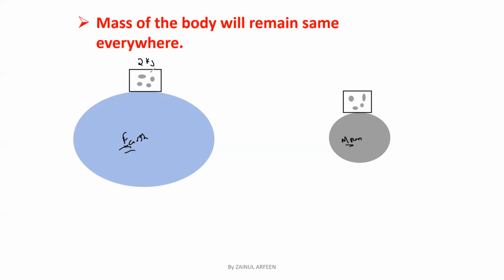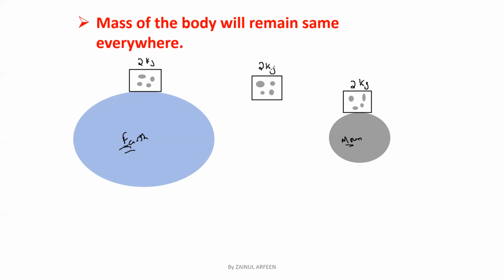You have an object, and mass means amount of matter. As the amount of matter does not change, because mass refers to the amount of matter, the mass of the object does not change, so it will remain 2 kilogram on the surface of the moon. Even if you place this object in space, as the number of particles remains the same, the mass will remain 2 kilogram.